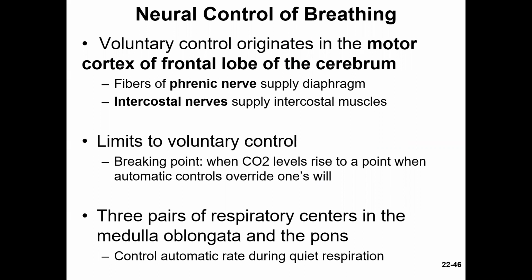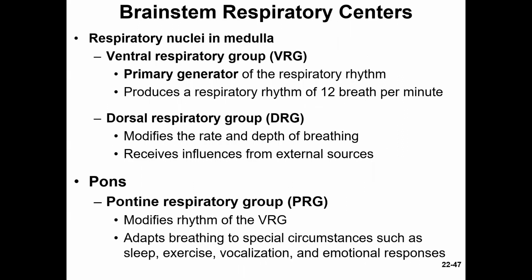The fibers of the phrenic nerve will supply the diaphragm. The intercostal nerves will supply the intercostal muscles. There are limits to the voluntary control. There's a breaking point when the CO2 levels rise to a point where automatic controls are overridden by one's will. 3 pairs of respiratory centers are in the medulla and the pons, and these control that automatic rate during quiet respiration.